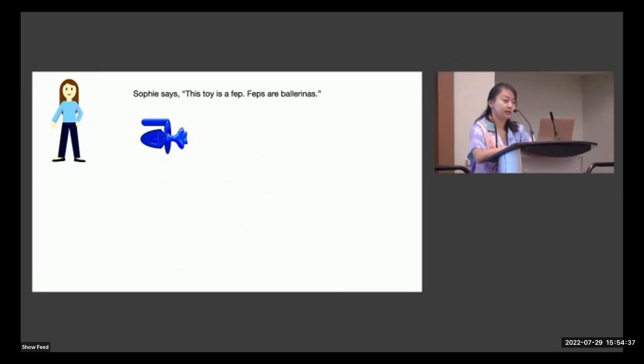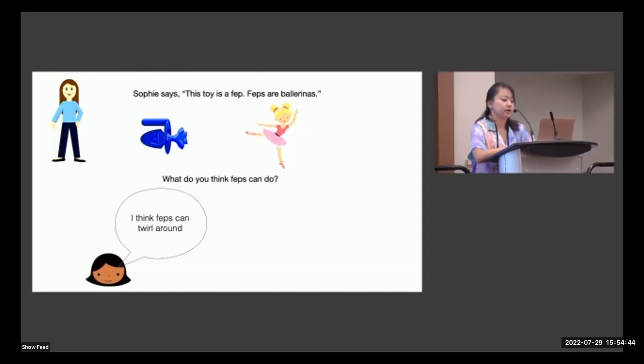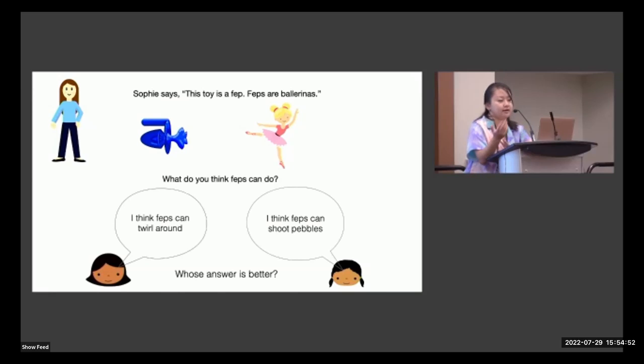Here's a final one. Sophie says this toy is a FEP. FEPs are ballerinas. So what do you think FEPs can do? This person says, I think FEPs can twirl around. This person says, I think FEPs can shoot pebbles. Whose answer is better? Half the kids heard that FEPs were ballerinas. The other half heard that FEPs were soldiers.